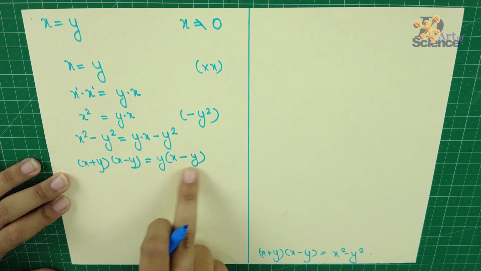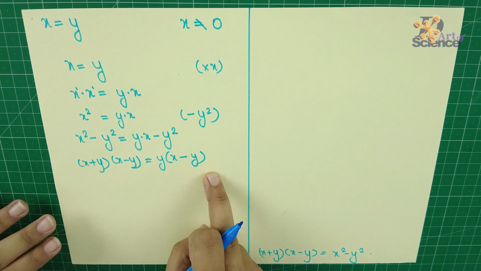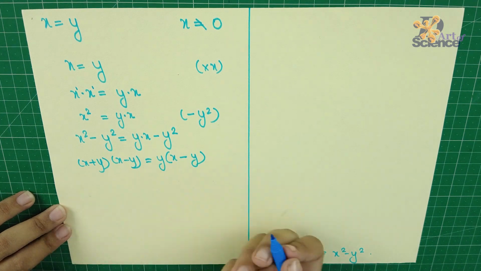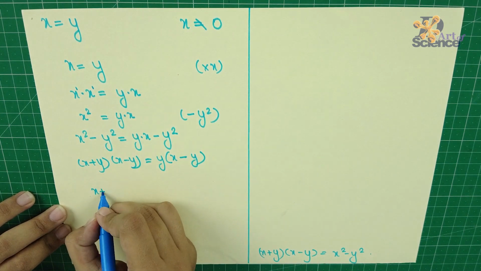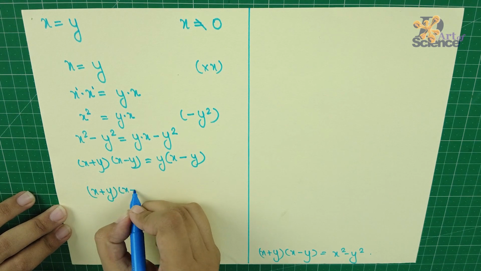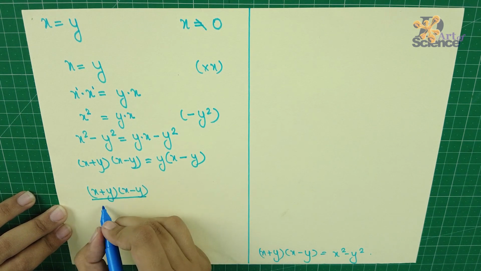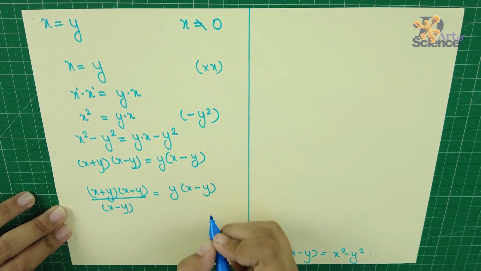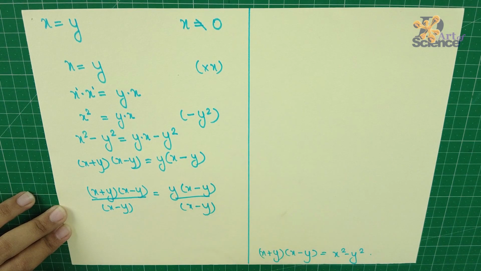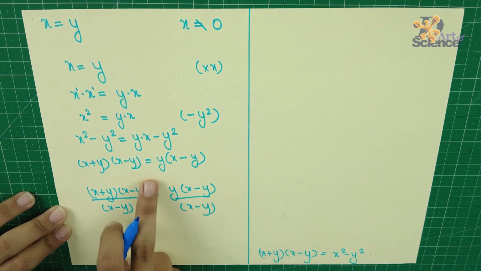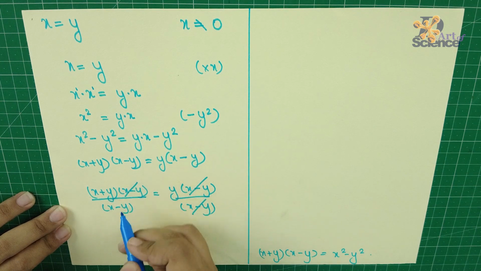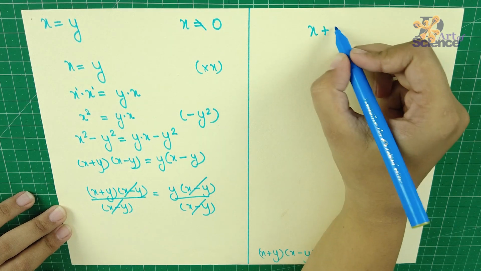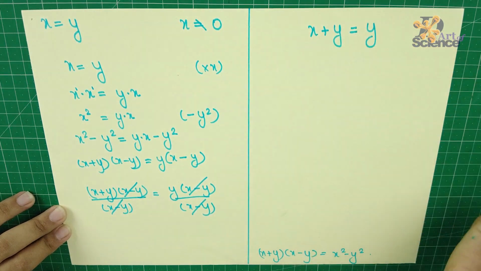If you notice, we have x minus y on both sides. So this means we can divide this entire equation by x minus y. So then that step will look something like this. x plus y times x minus y divided by x minus y equals y times x minus y divided by x minus y. Now since this is multiplied, we can directly cancel these terms, right? So what we are left with is x plus y equals y.